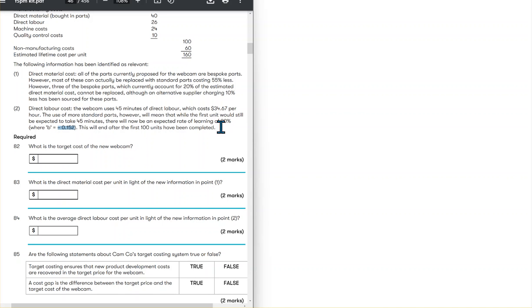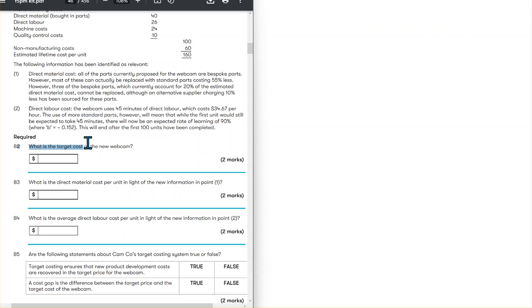You will not be able to answer this part because this relates to learning curve. We haven't studied learning curve. Learning curve is in the next section. I do that after variance analysis. So once you have done the learning curve topic, then you can come back to this question and answer it. I will not answer this part for now.